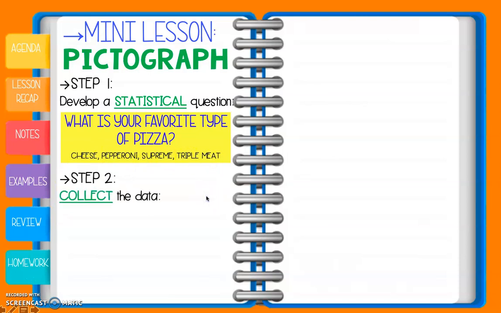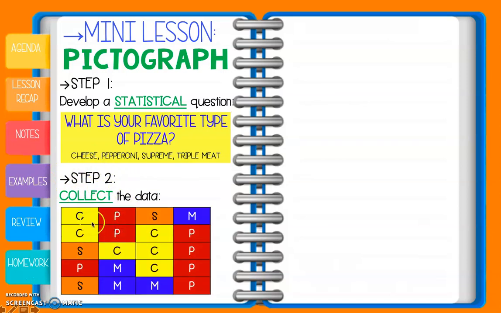So step 2 is to collect the data. Okay, so here's our data set. The C stands for people that voted for cheese pizza. The P's stand for people that voted for pepperoni pizza. The S is for people that voted for supreme pizza. And then the M's are for people that voted for the triple meat. So first off, we make our question, then we collect our data.